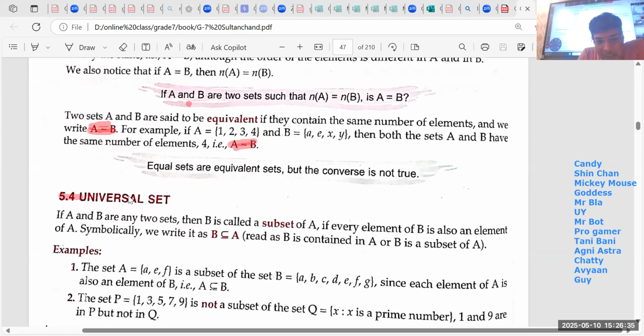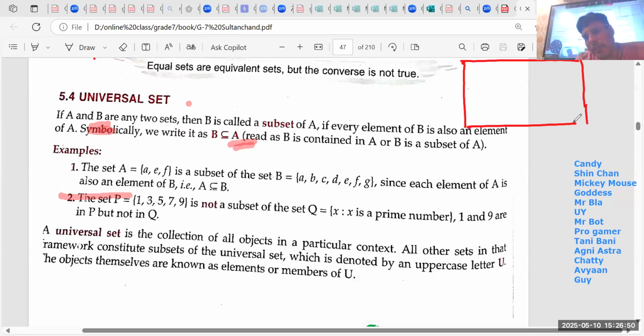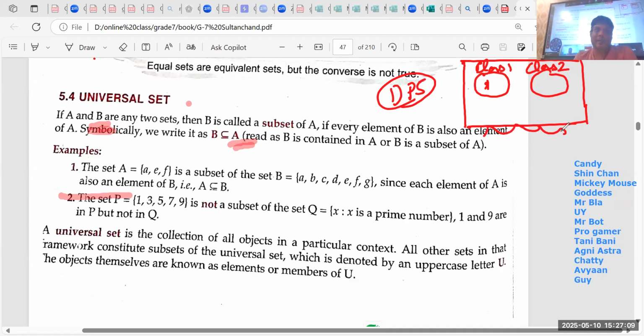Then we have universal set. तो universal set में क्या होता है? Suppose there is a question in which I give you all the students of a school, which school should I choose? DPS. There is a school DPS, all the students of the school. So there will be one class 1, a group of class 1, and a group of class 2. So what is DPS for this particular question? It is a universal set.